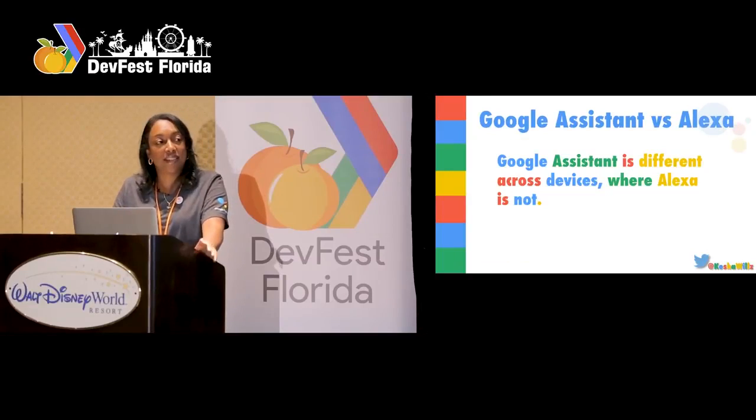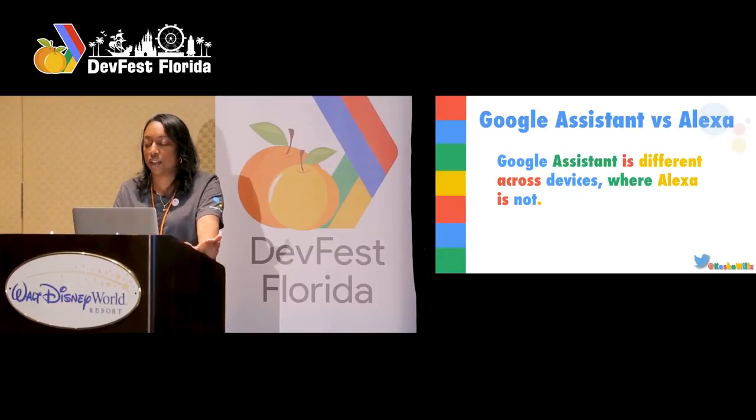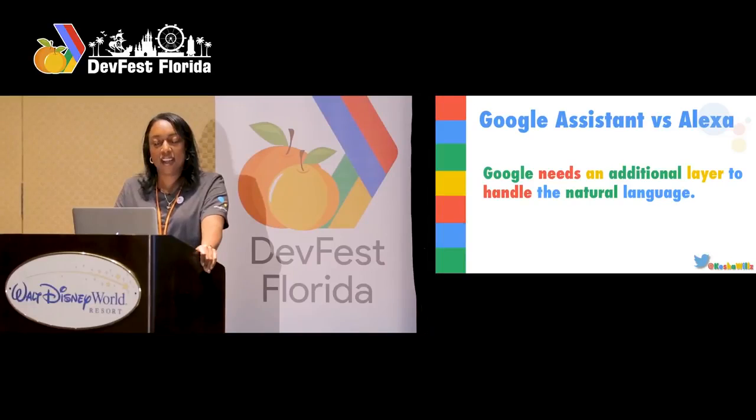So one thing that's different between the two, Google Assistant is different across devices, where Alexa is not. Now, I was very surprised to learn that. So something you can do with your Google Home, you might not be able to do with the Assistant on your Android device. So that's one difference to note. Now, the Google Assistant needs an additional layer to handle the natural language processing, and that's what we looked at with Dialogflow.